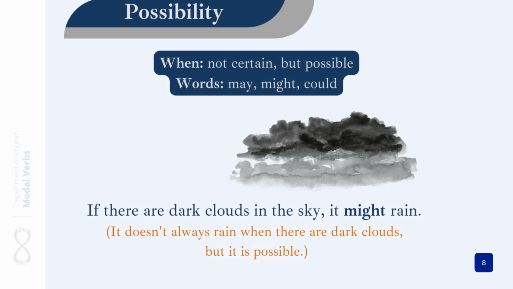If there are dark clouds in the sky, it might rain. It doesn't always rain when there are dark clouds, but it is possible. If I look up in the sky and I see some dark clouds, I can assume that it is possible that it might rain.